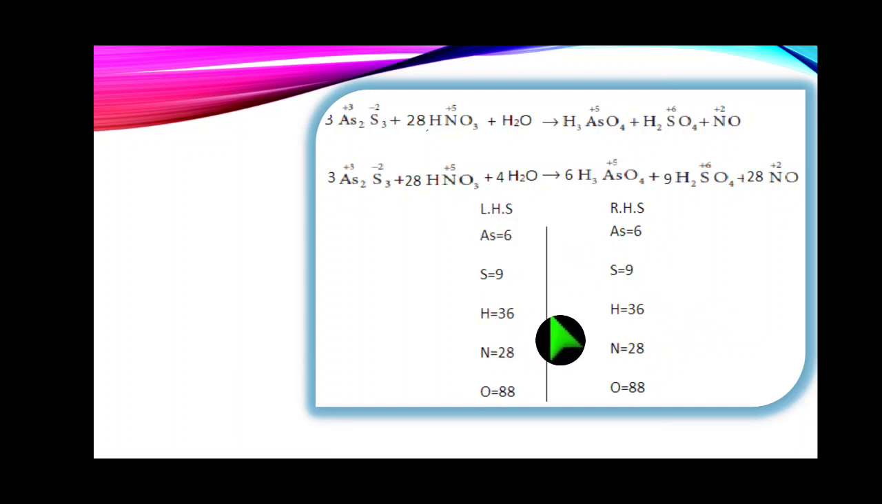So nitrogen is balanced. Finally, oxygen. After calculating the oxygen, 28 × 3 plus 4, so 88 oxygen will come. On the right side, 6 × 4 plus 9 × 4, then 28, totally 88 oxygen. Okay, left side and right side, all elements are balanced.